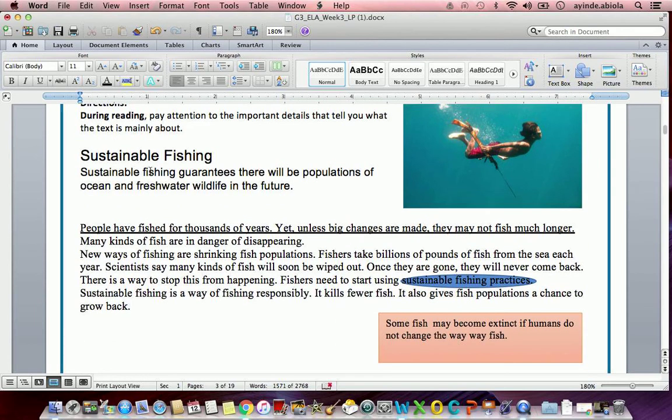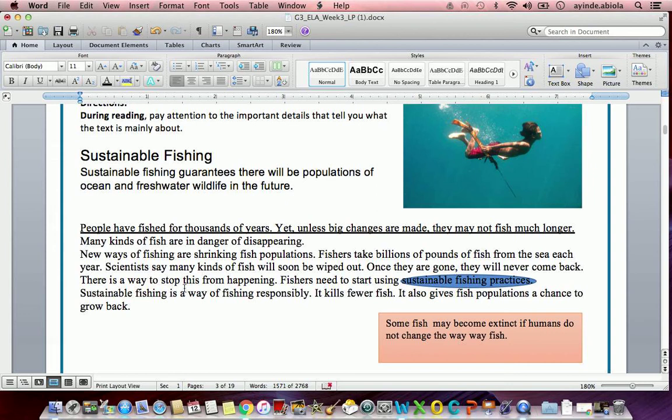Okay. Sustainable fishing. Sustainable fishing guarantees there will be populations of ocean and freshwater wildlife in the future. People have fished for thousands of years, yet unless big changes are made, they may not fish much longer. Many kinds of fish are in danger of disappearing. New ways of fishing are shrinking fish populations. Fishers take billions of pounds of fish from the sea each year. Scientists say many kinds of fish will soon be wiped out. Once they are gone, they will never come back.